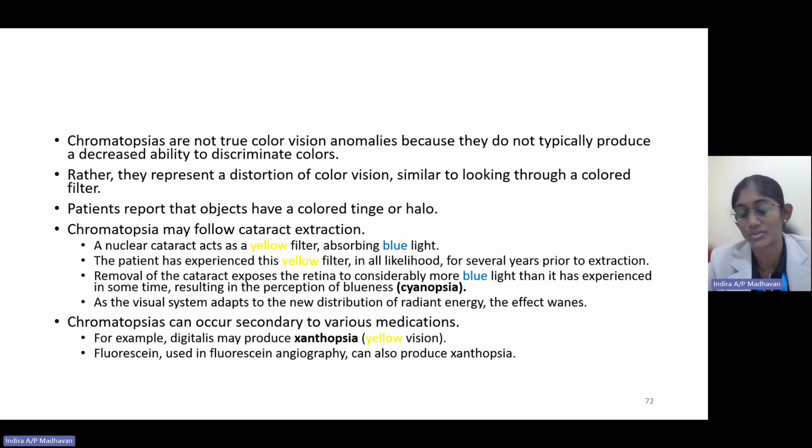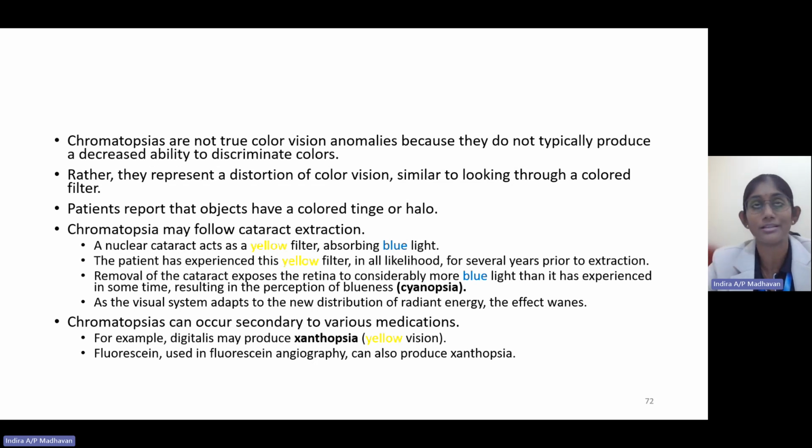So whatever they see after the cataract is removed, all things look bluish. When the patient is having cataract, the yellow filter makes the perception of color different. But once they remove the cataract, more blue light goes into the retina because there's no more cataract working as a filter. So they will see things very bluish, because a lot of blue light goes into the eye. As the visual system adapts to the new distribution of radiant energy, the effect wanes off.